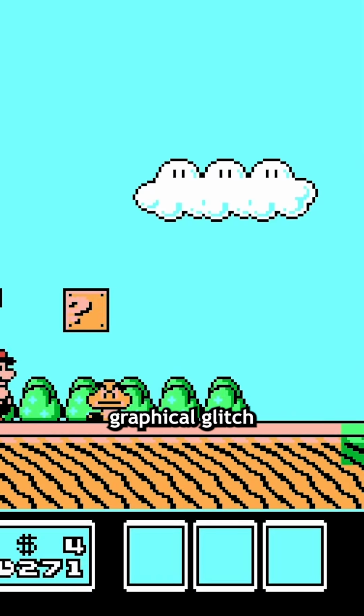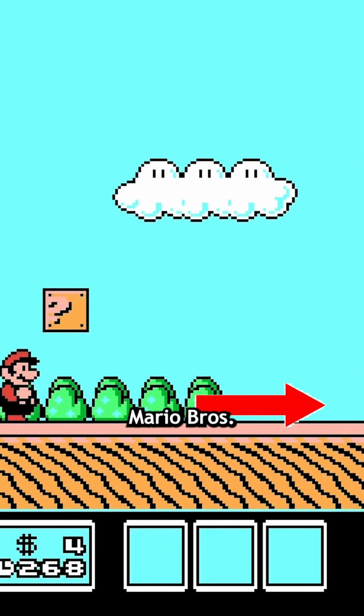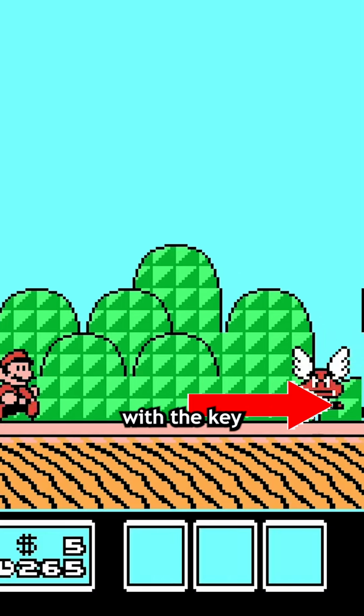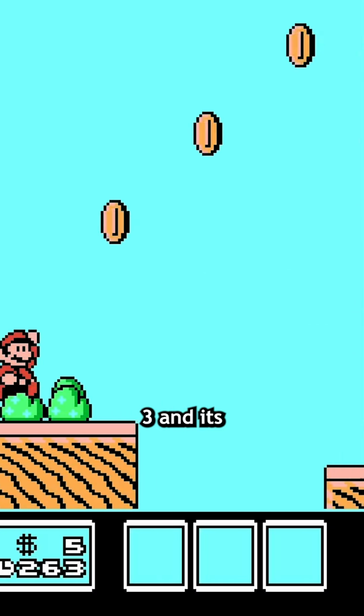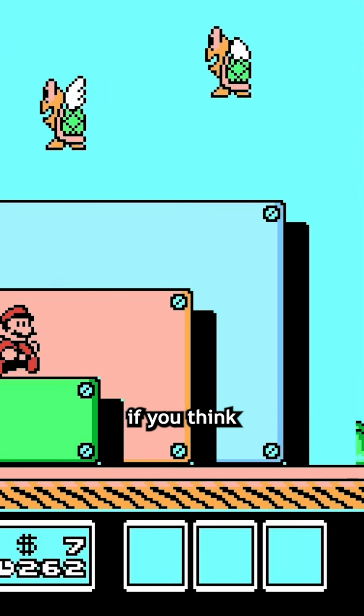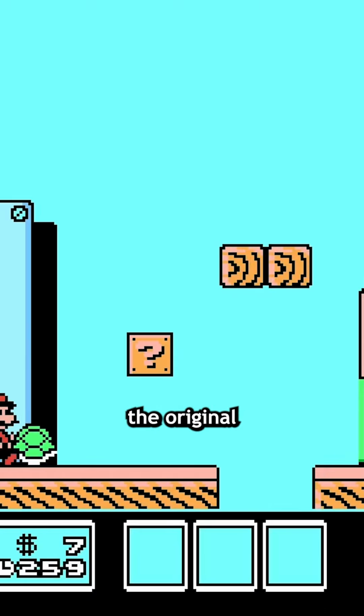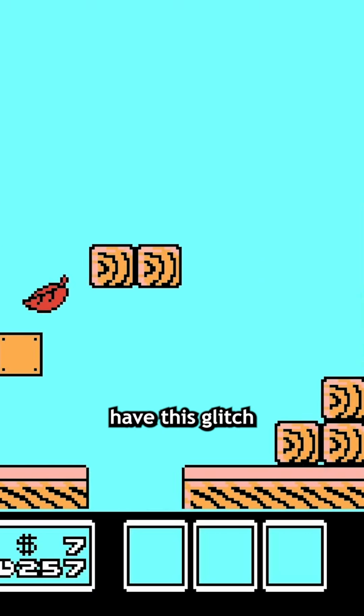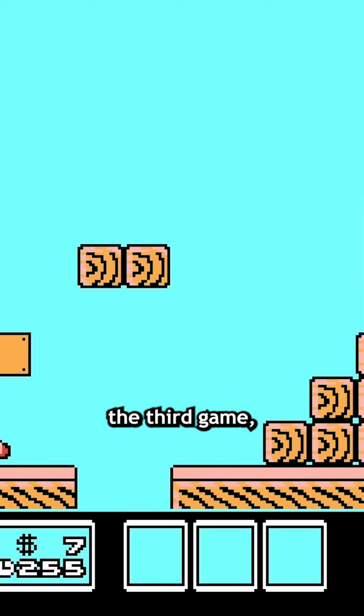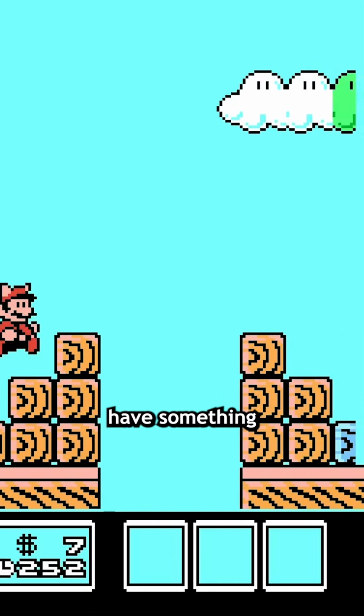Do you ever wonder what the graphical glitch on the right side of Super Mario Bros. 3 is? It has to do with a key difference between Mario 3 and its earlier installments. If you think about it, it is kind of weird that neither the original Mario nor the second installment have this glitch, so why would the third game, seemingly an upgrade, have something like this?